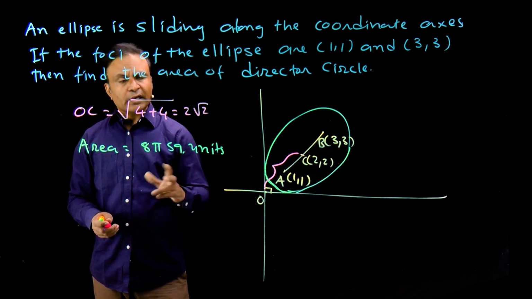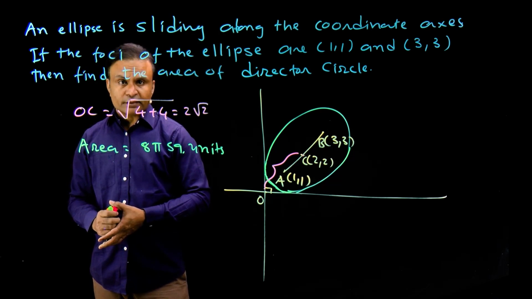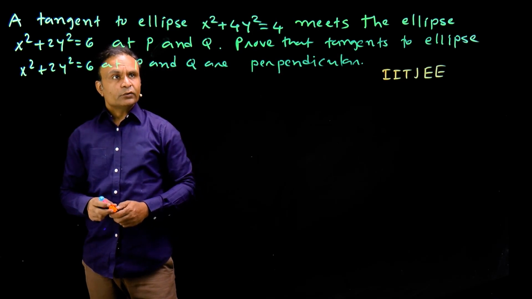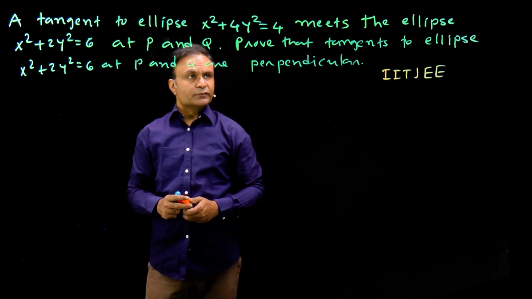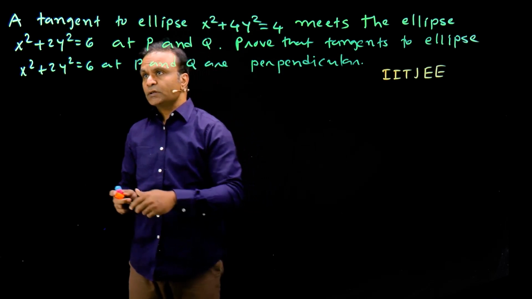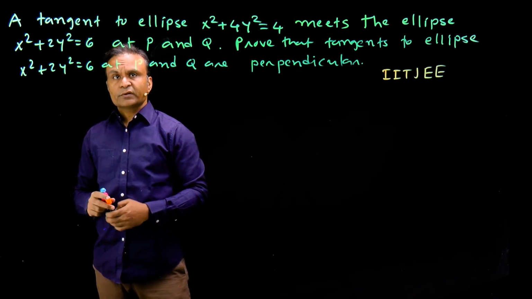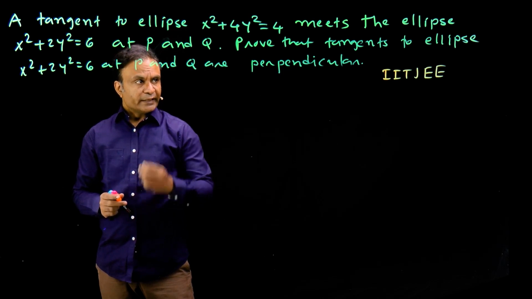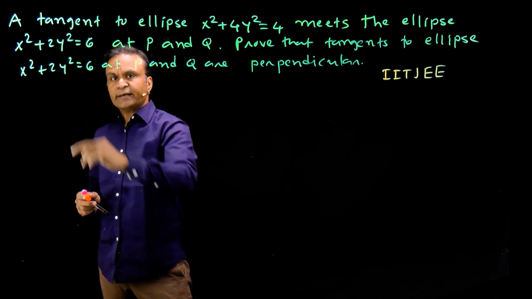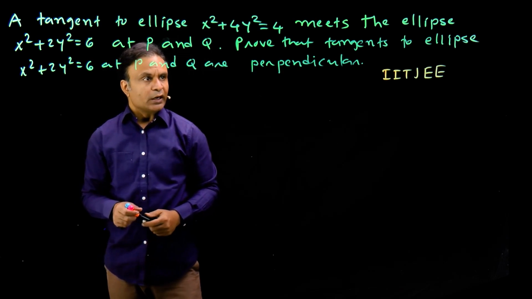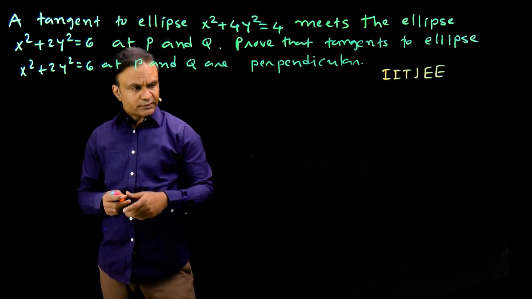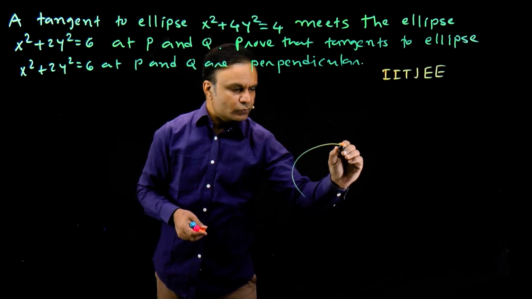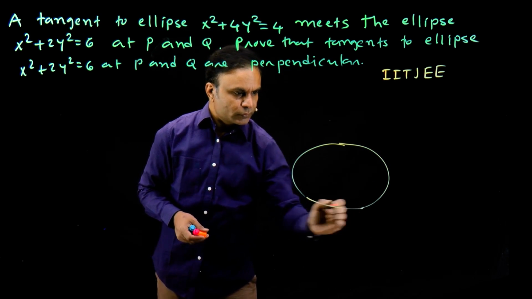Let's try one question asked in the JEE exam. Okay, question है: a tangent to the ellipse x square plus 4y square is equal to 4 meets the ellipse x square plus 2y square is equal to 6 at points P and Q. Prove that the tangents to the second ellipse at P and Q are perpendicular. So let's start from the diagram. We have 2 ellipses, concentric ellipses.